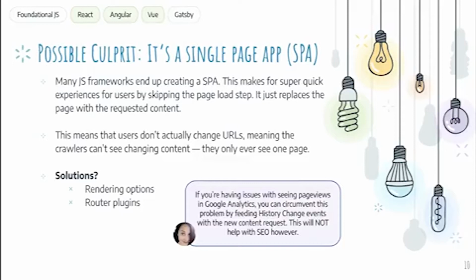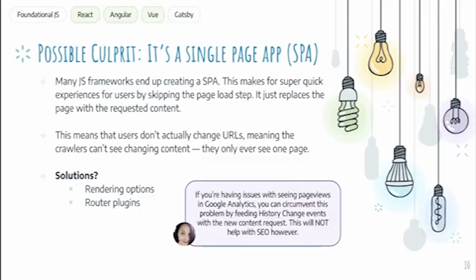Now, just a side note: if you ever have an app where you don't need it to be crawled, but you do want to see it in Google Analytics, you can circumvent that problem by feeding history change events. That's not going to help your SEO, but it's just a little tracking information, since Google Analytics and data is my other love.